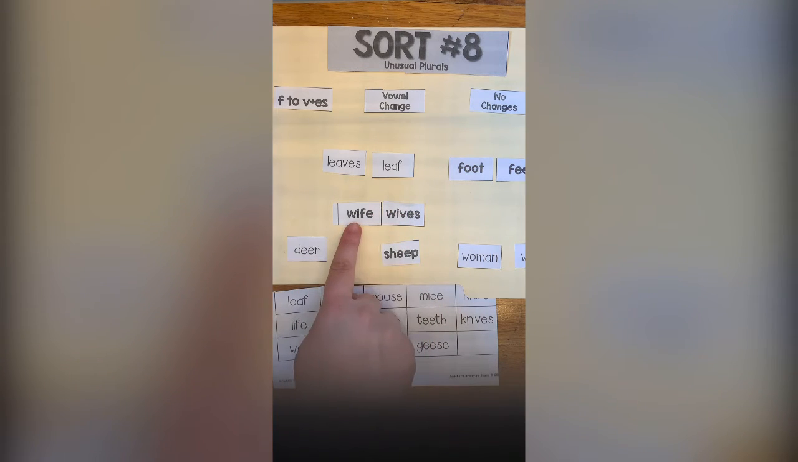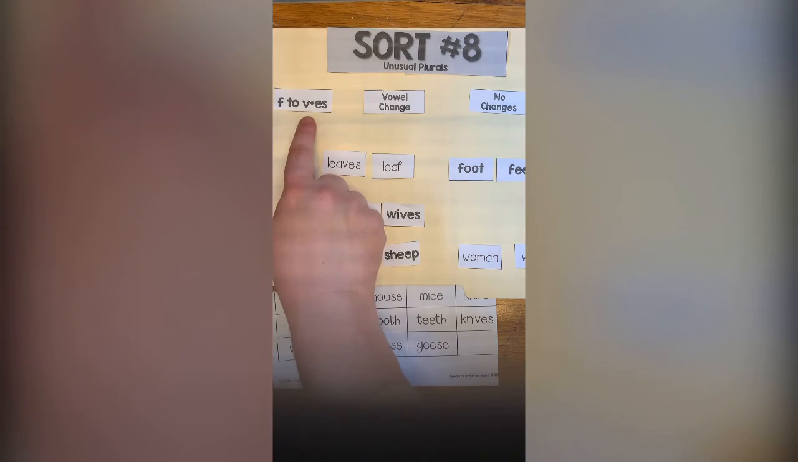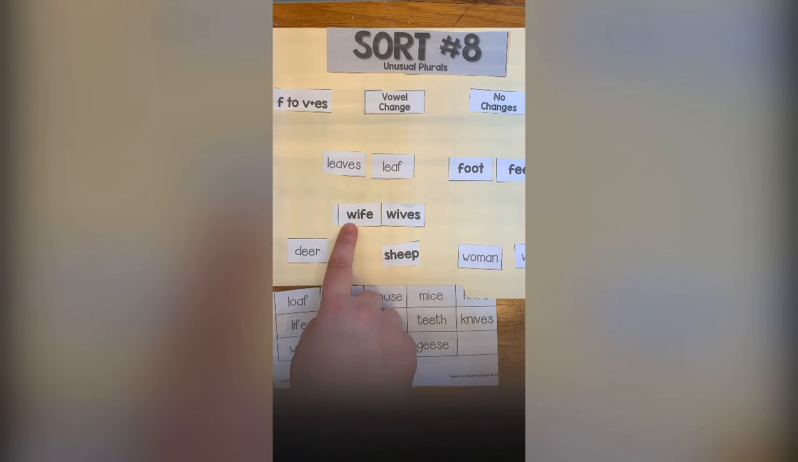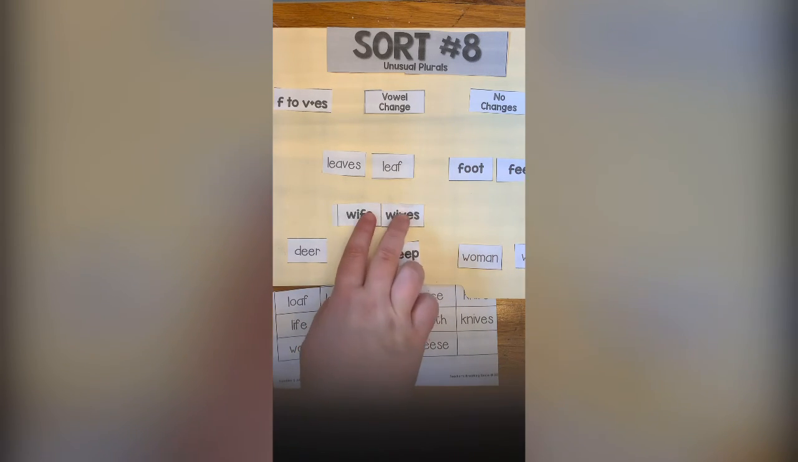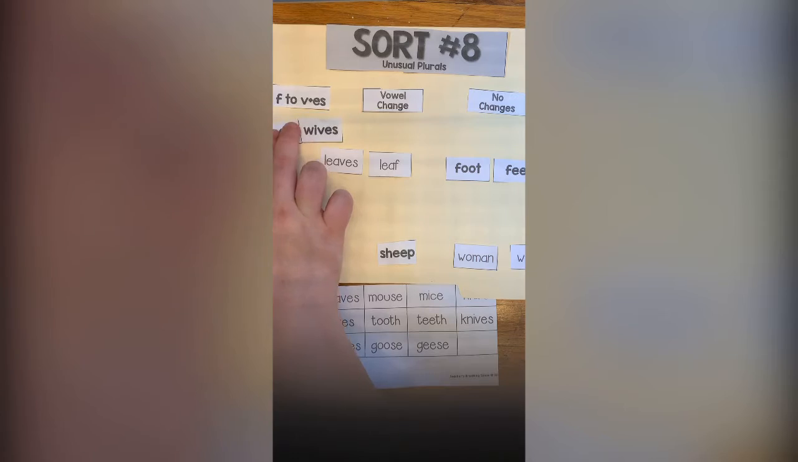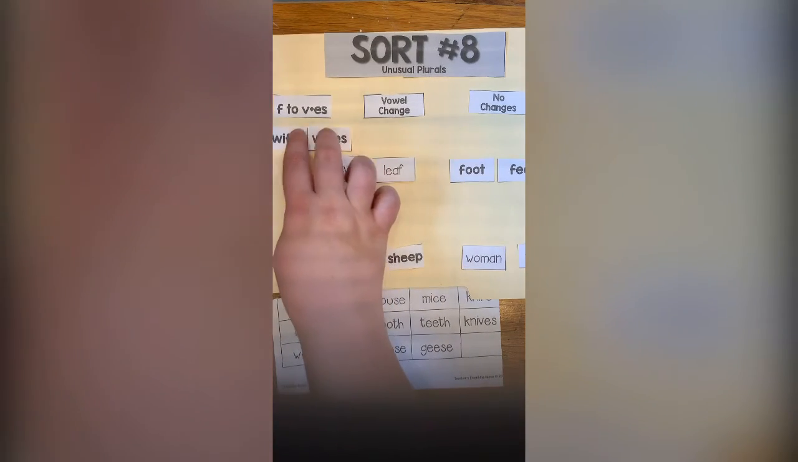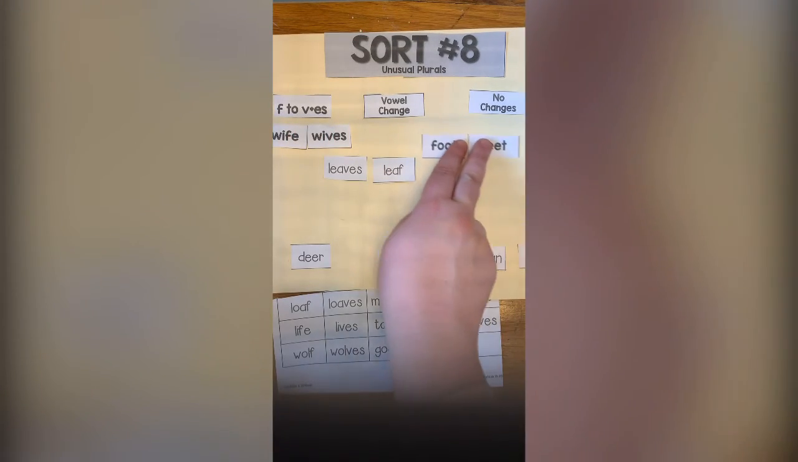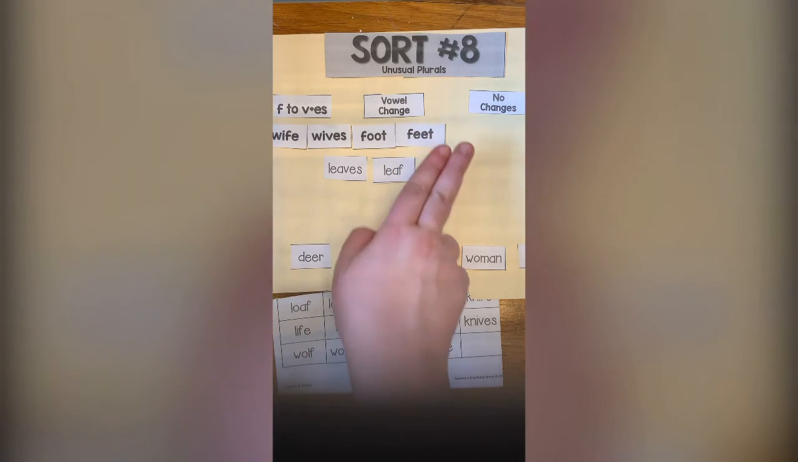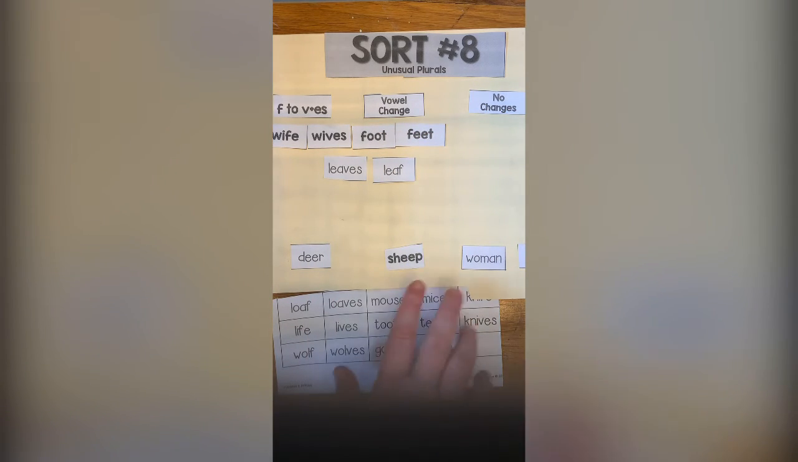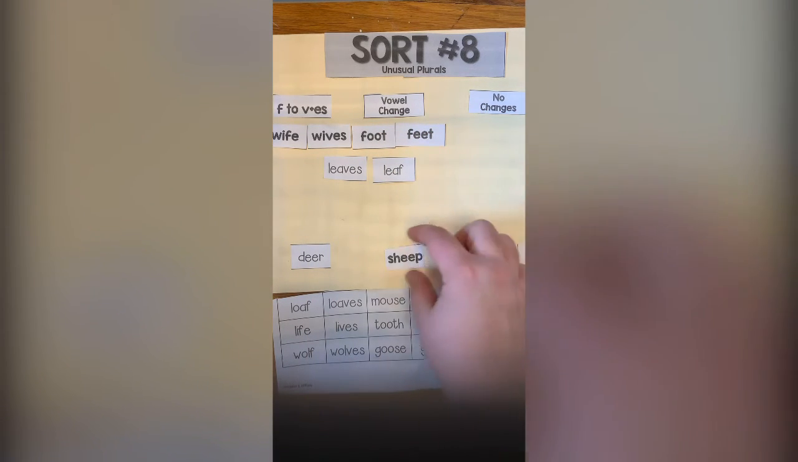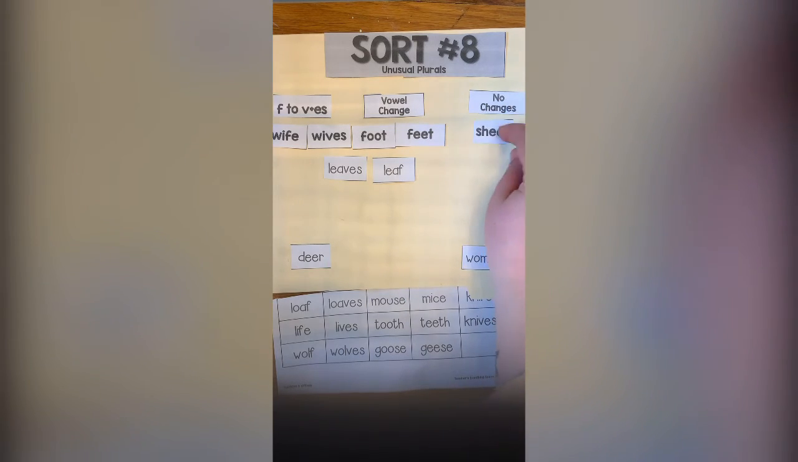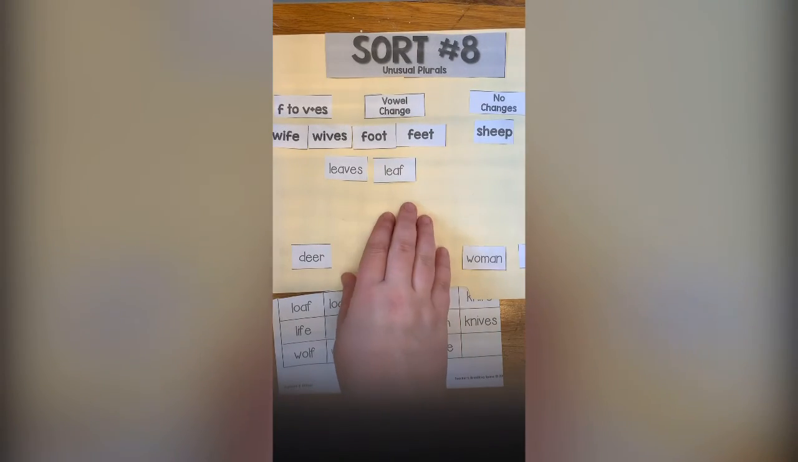We already discussed wife and wives. The difference that we notice is not only in the S at the end, but there is a change. The F changes to a V. So wife turns to wives. So we're going to move that over here. And we talked about vowel change already as well, foot and feet. So this is what happens when there's a vowel change to make it plural. And then our last example, the bolded one, was sheep. Sheep can be one or it can be many.